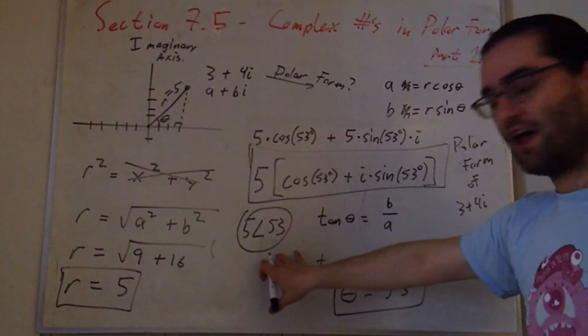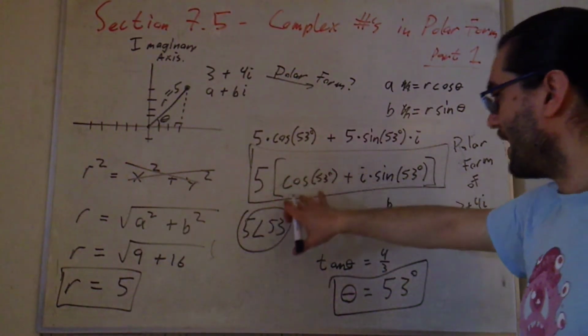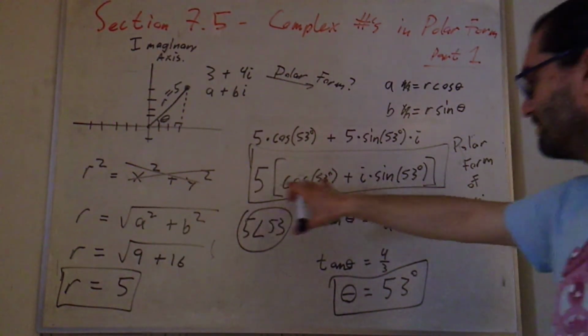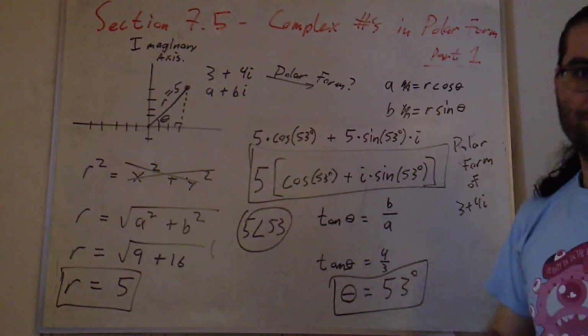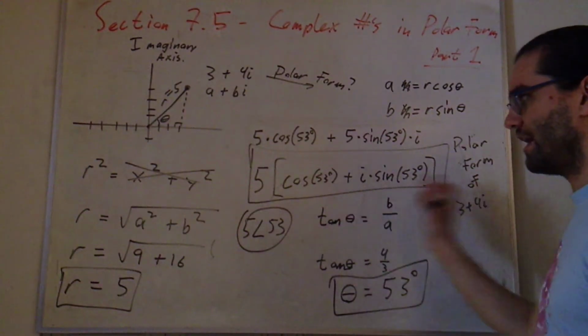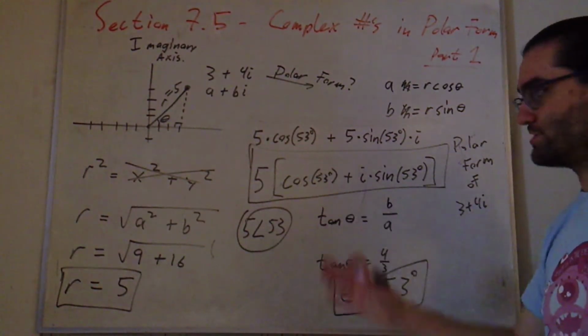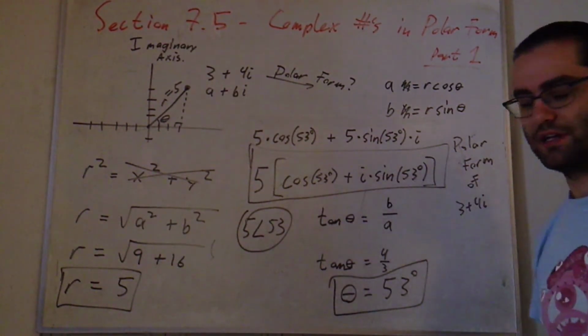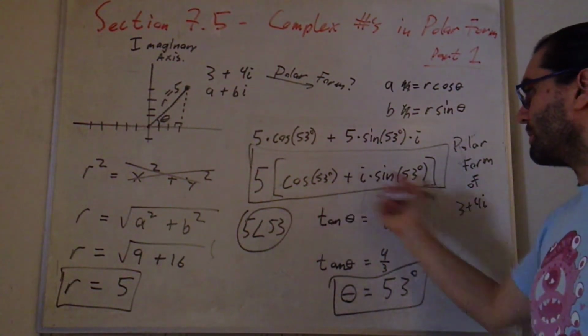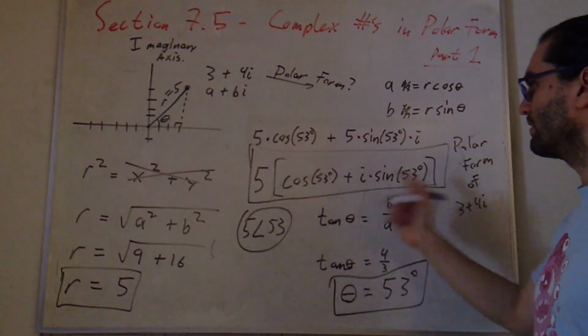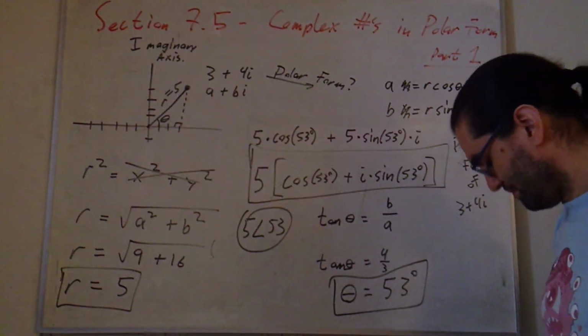It gets shortened a lot. For math class, we're going to write it like this: 5 times the quantity cosine 53 plus i sine 53. Which, again, is not as long as it seems. There's just a lot of letters because you have to write a sine and a cosine. So, this is a complex number in polar form.